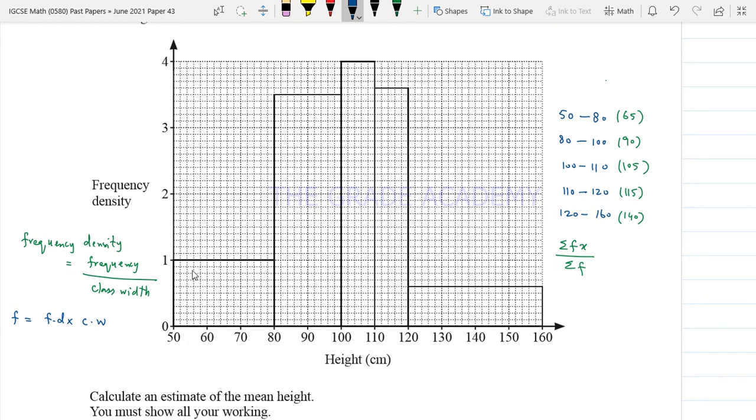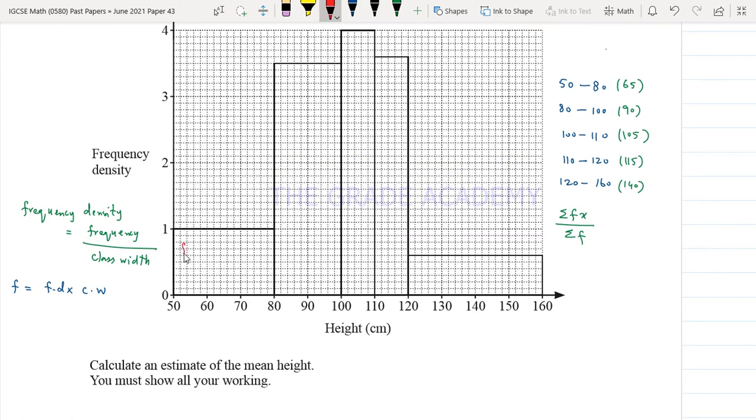So to find the frequency of any interval on the frequency diagram, we multiply the frequency density with its class width. So here is the class width and here is its frequency density. We can also say that we have to find the area of these rectangles. If we find the area of this rectangle, we will get the frequency. Or we can multiply the frequency density by the class width.